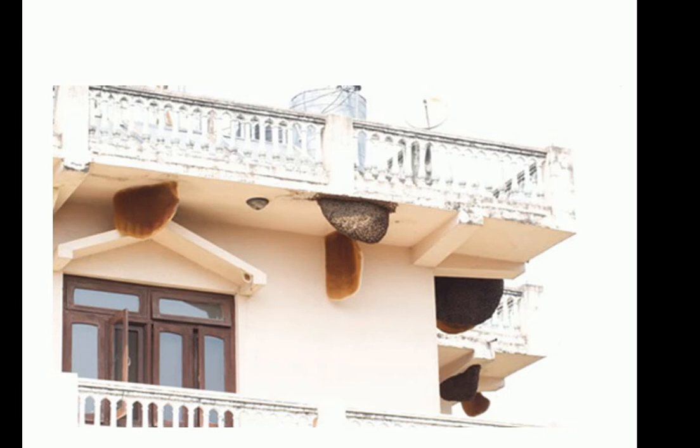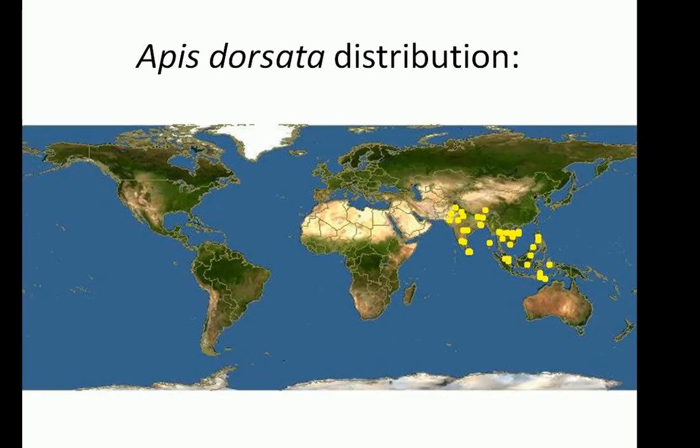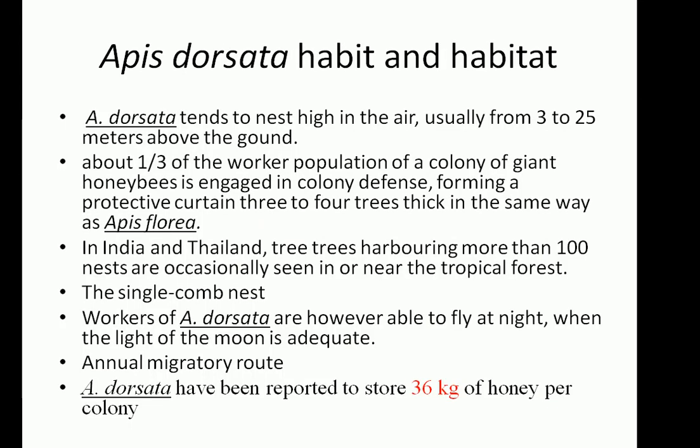You can look at the pictures of Apis dorsata. Apis dorsata is again distributed in a very small area, in parts of India and some parts of Tanzania. Apis dorsata lives about 3 to 25 meters above the ground level. The population of the giant honeybee is engaged in colony defense and protection.